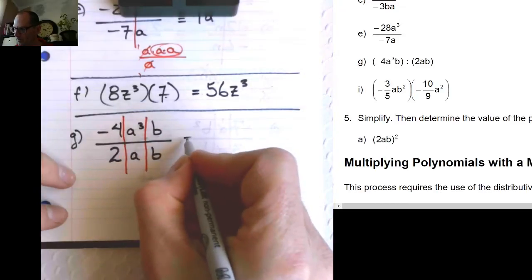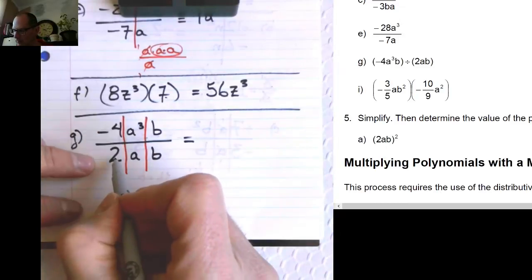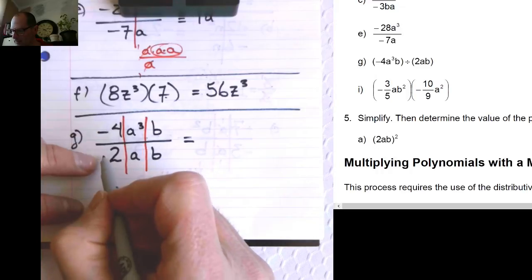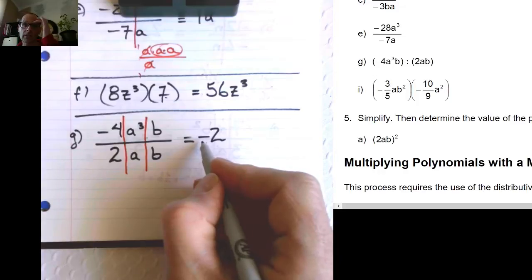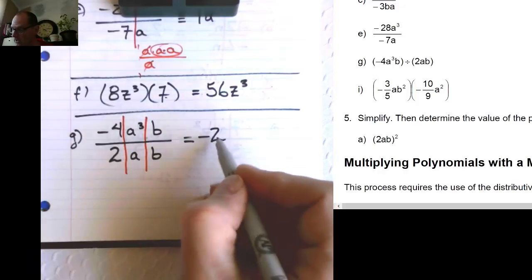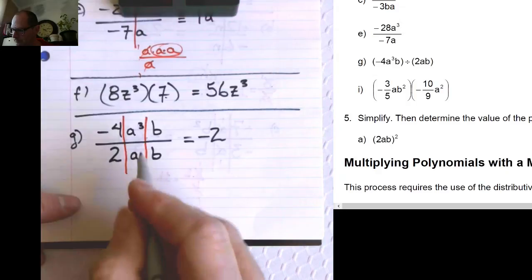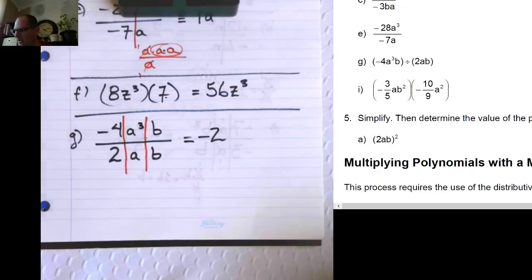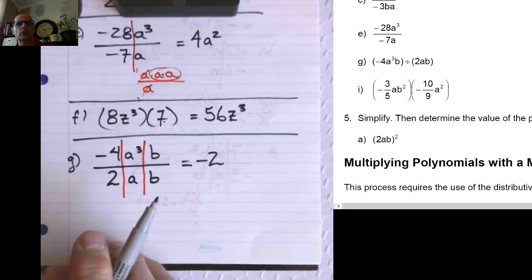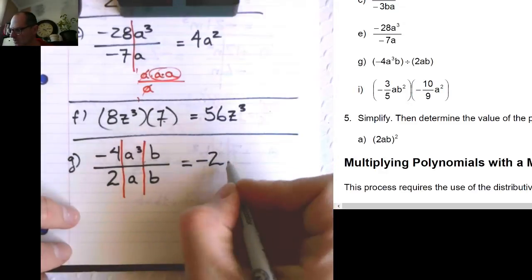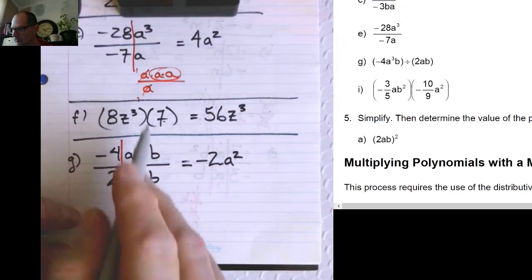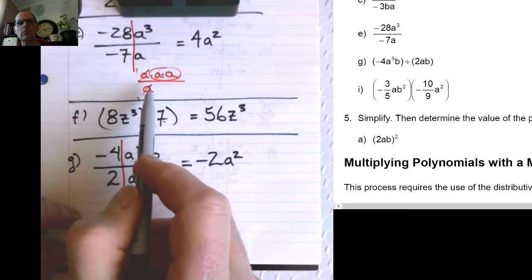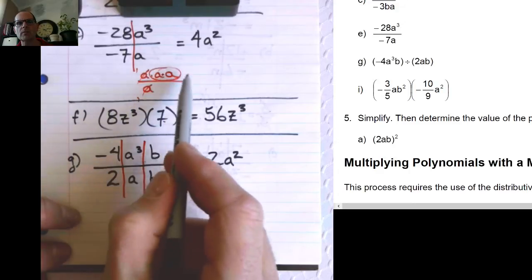Okay, so we'll just write this over here. Negative 4 divided by positive 2, again, negative divided by positive is going to be a negative 2 answer. Negative divided by positive is a negative answer. 4 divided by 2 is just 2. A cubed over A, just like in the question above. A cubed over A leaves us with just A squared. A cubed divided by A, 3 A's on top, 1 A on the bottom. 1 divides out top and bottom, just leaves us with 2 A's.